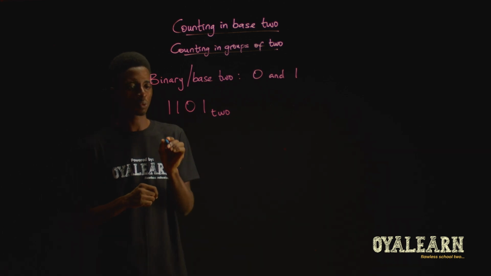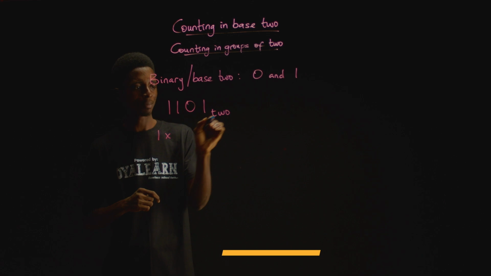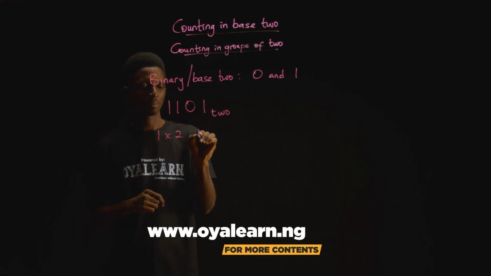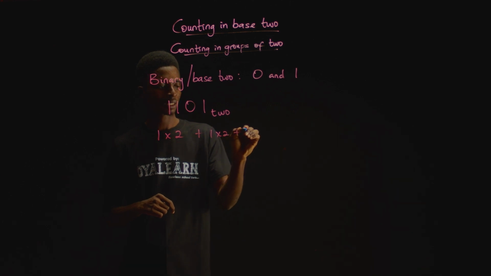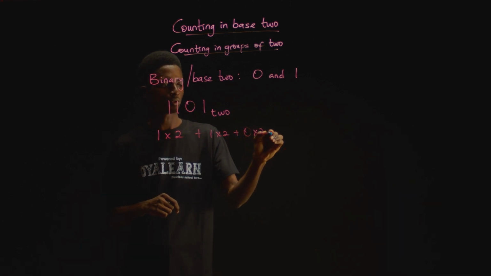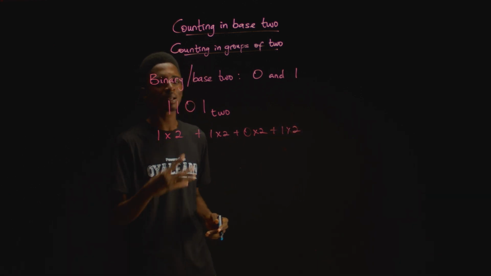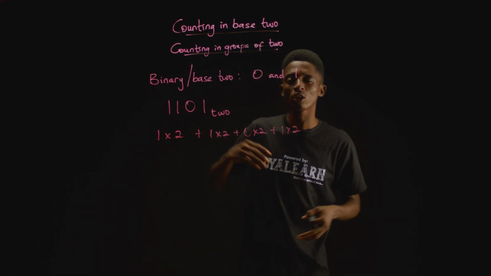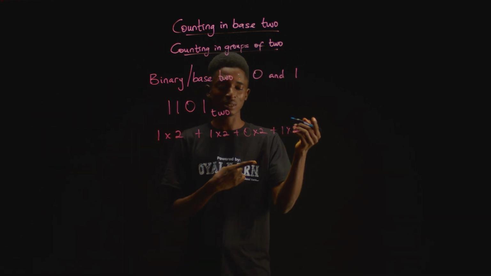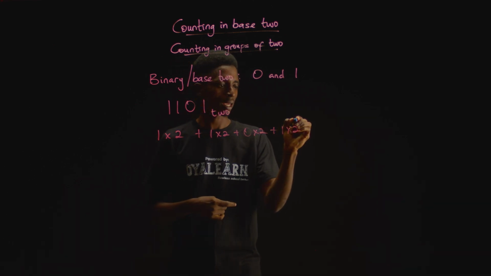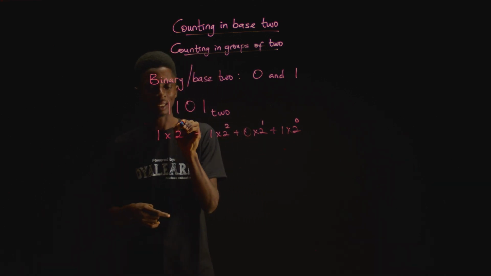So what we do is we multiply each of them by their base. So we would have 1 multiplied by the base, which is 2, plus 1 multiplied by 2, plus 0 multiplied by 2, plus 1 multiplied by 2. Now, because the value increases from the unit all the way to the highest place value, we will then give the 2 power from 0, starting from the right. So we have 0, 1, 2, and 3.